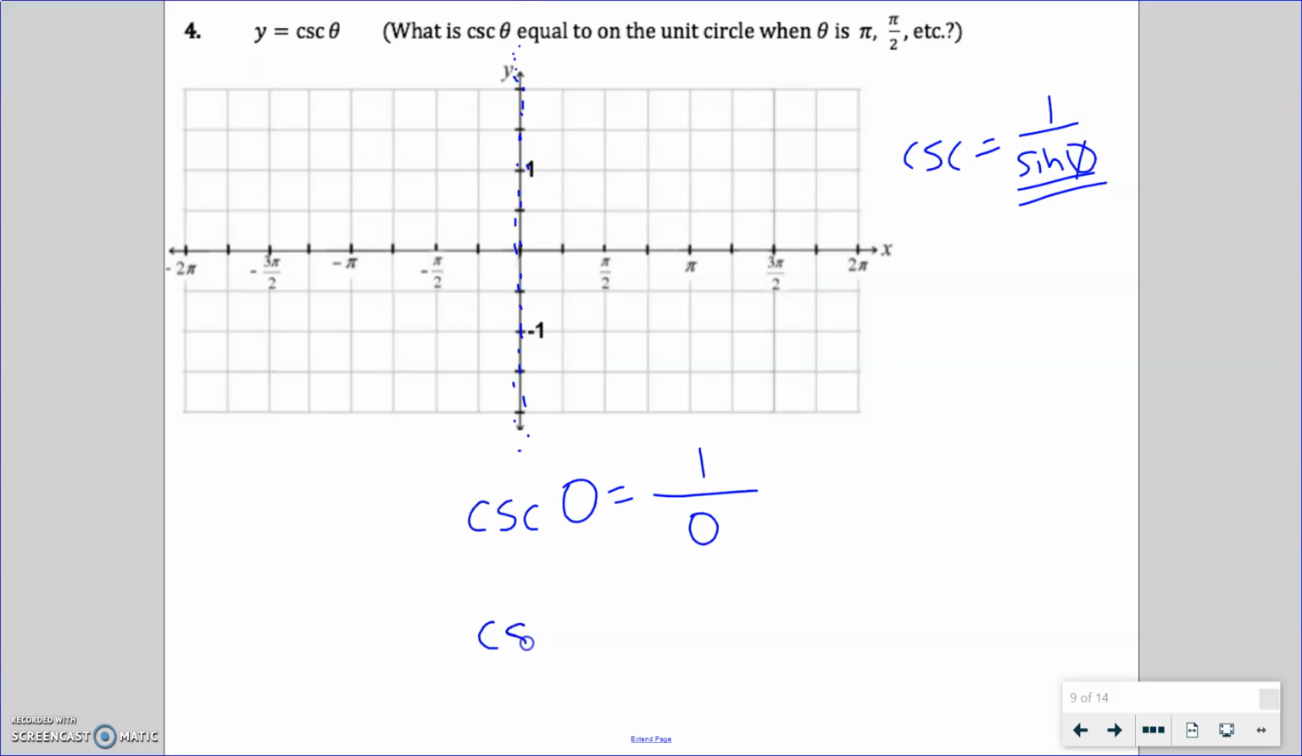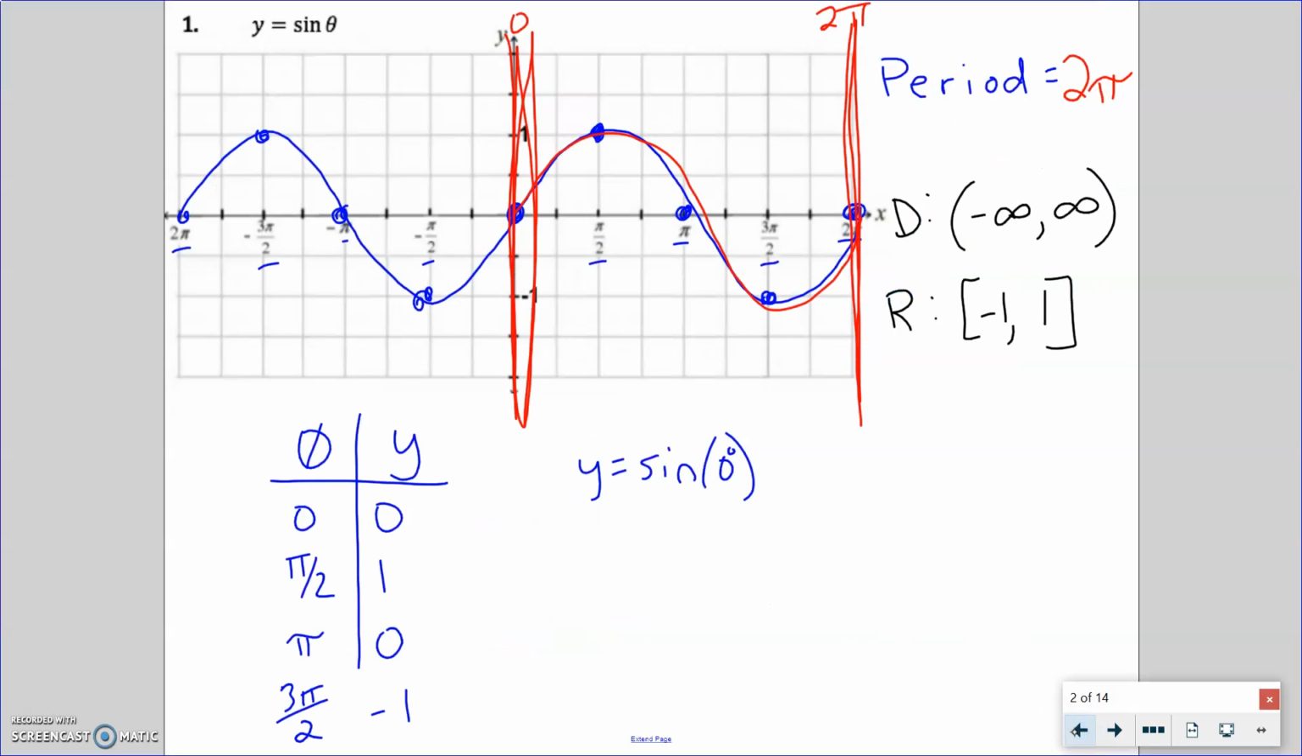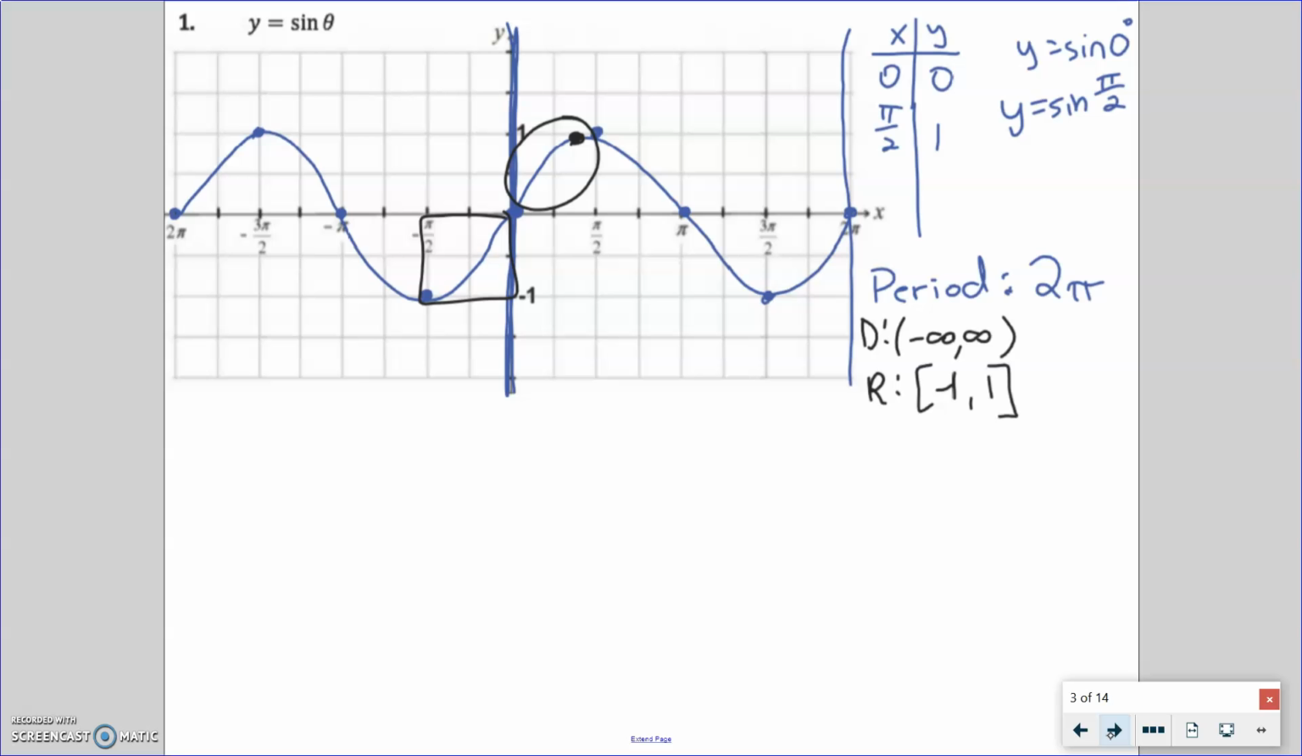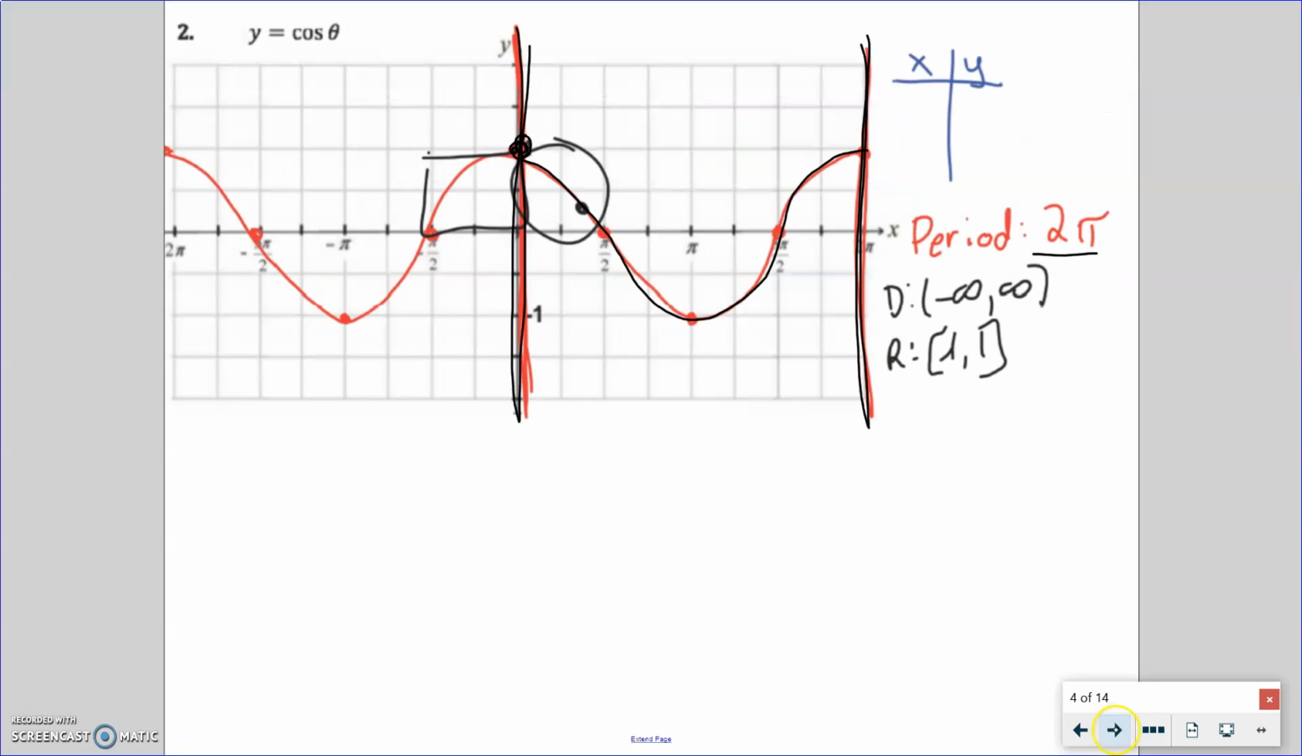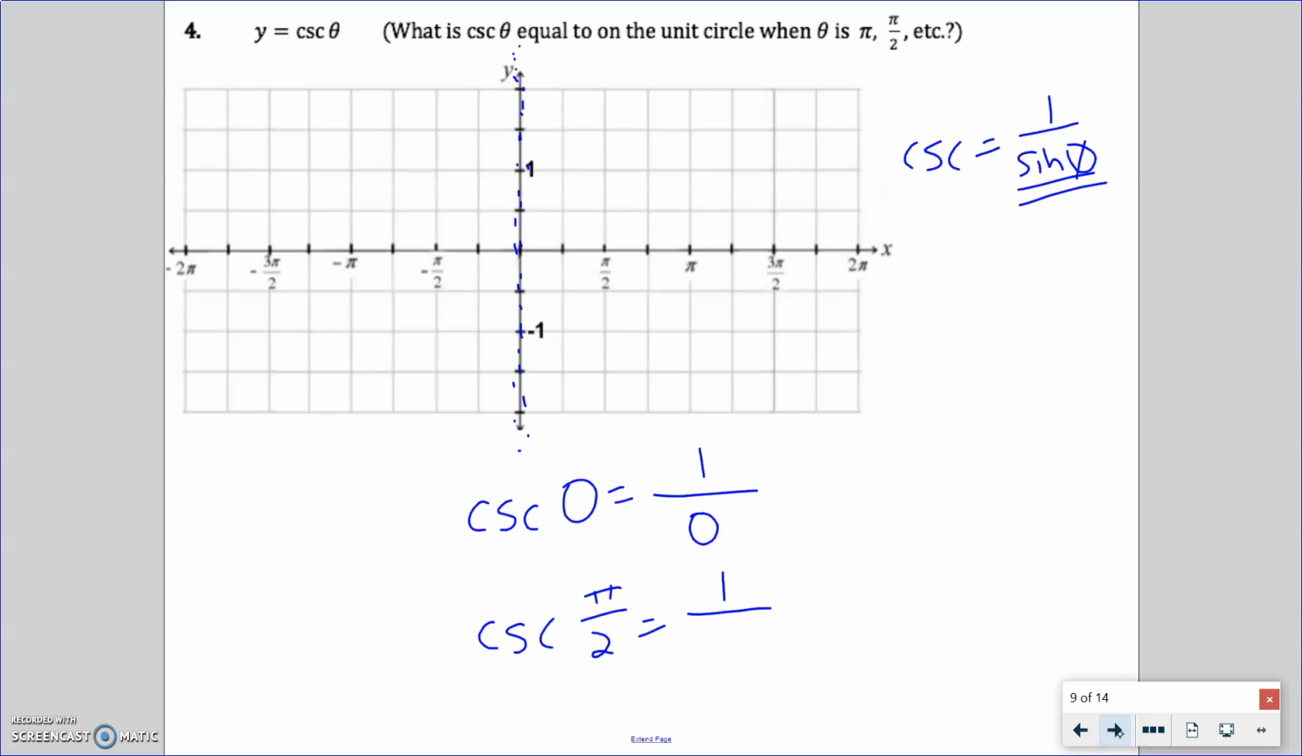Okay. If I want to do cosecant of pi over 2, that's going to be 1 over whatever the answer was for sine of pi over 2. So again, go back to number 1. Sine of pi over 2 was 1. So that means cosecant of pi over 2 is just equal to 1. And so on and so forth, okay?